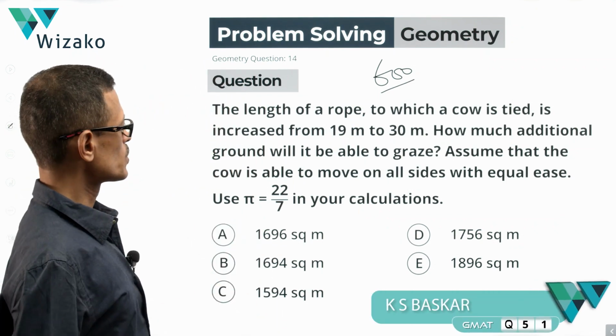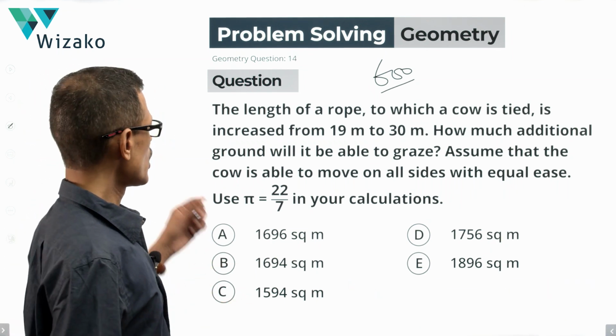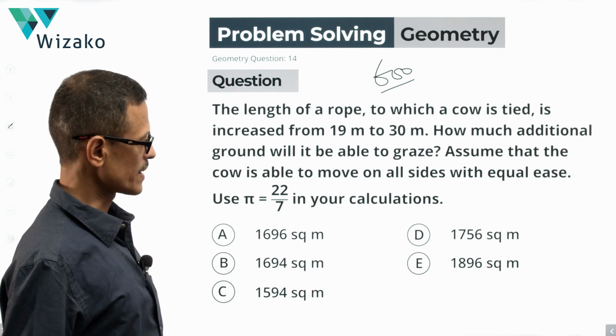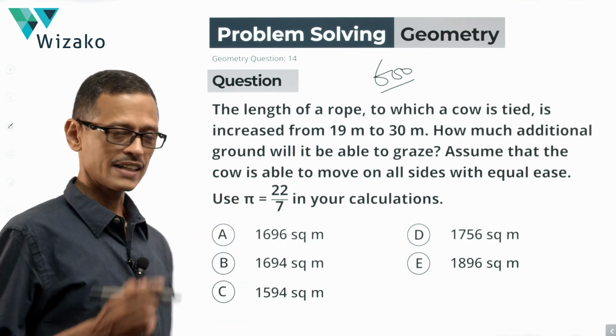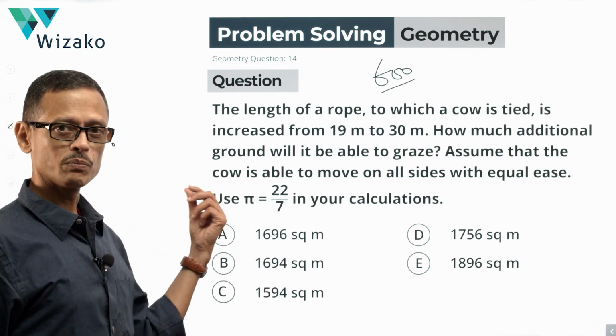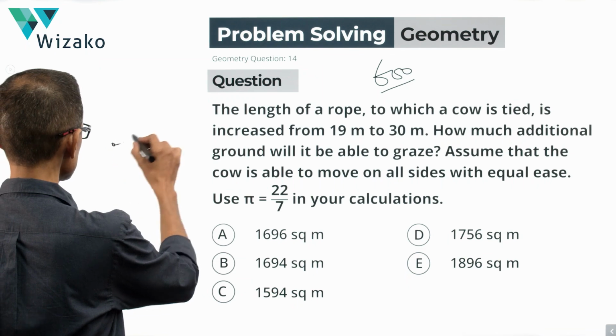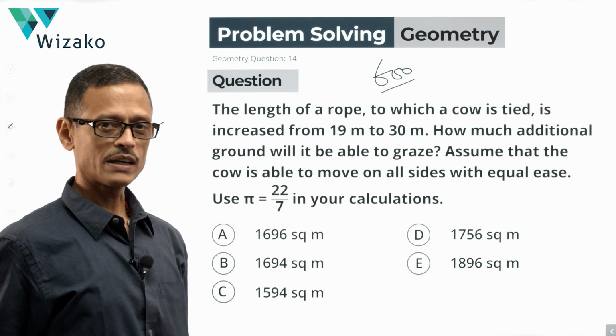The length of a rope to which a cow is tied is increased from 19 meters to 30 meters. How much additional ground will it be able to graze? Assume that the cow is able to move on all sides with equal ease. So, there is a place where the rope is tethered to the ground or to a post. This is the length of the rope. It could be 19 initially, 30 later; let's just take some length, it really does not matter what it is.